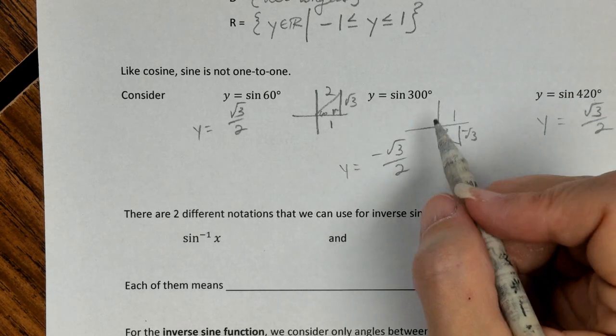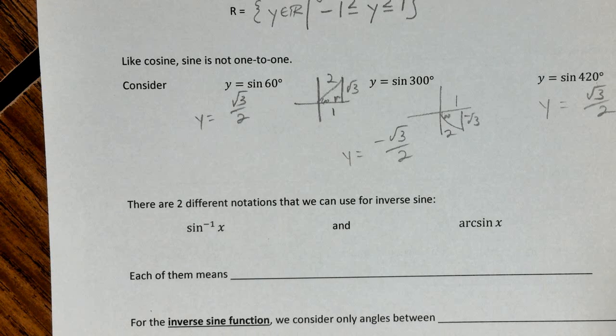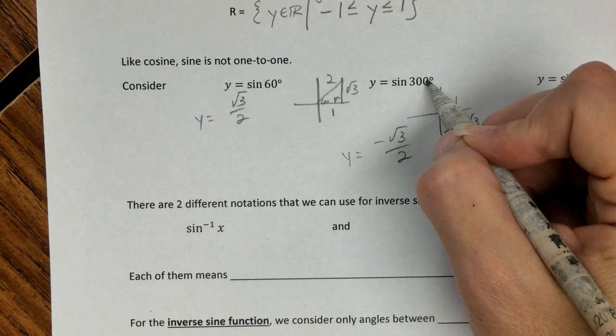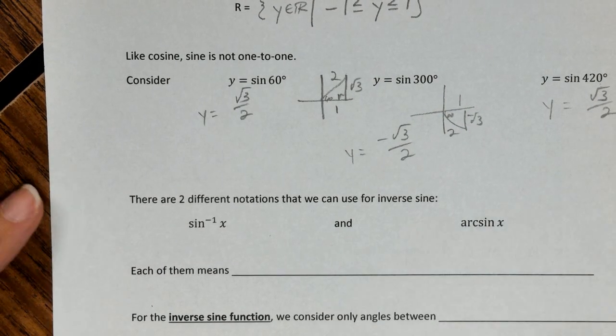Okay, so that one I should have changed, but that's okay. Those two are enough to show that it's not 1 to 1. This should have been 120. 120 would have also been root 3 over 2. But not 1 to 1.